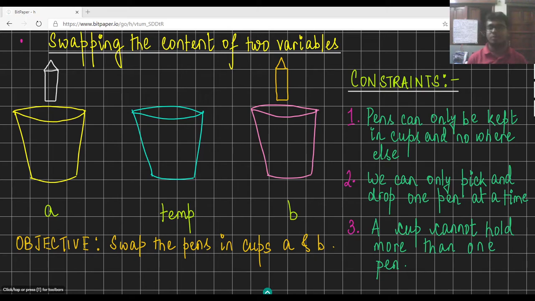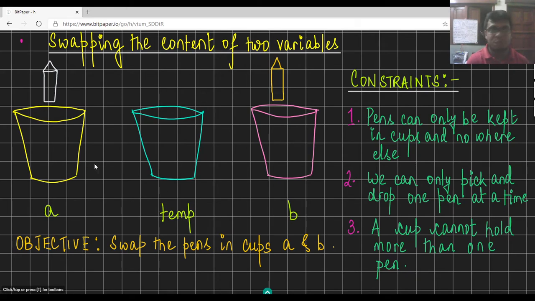Alright, now, our objective is to take this pen from cup A and place it in this cup, and take this pen from cup B and place it in cup A. So this is our objective. But to achieve this, there are a few constraints, a few rules that we have to abide by.